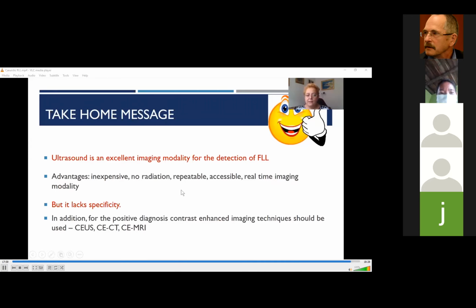But it lacks specificity. So in most focal liver lesions, we cannot make a positive diagnosis by B-mode ultrasound alone, and we need a contrast-enhanced imaging method that can be contrast-enhanced ultrasound, contrast-enhanced CT, or contrast-enhanced MRI. Thank you, and I'm waiting for your questions.